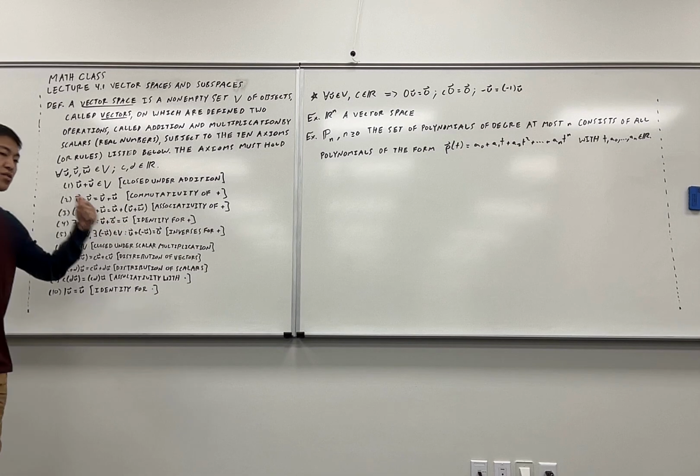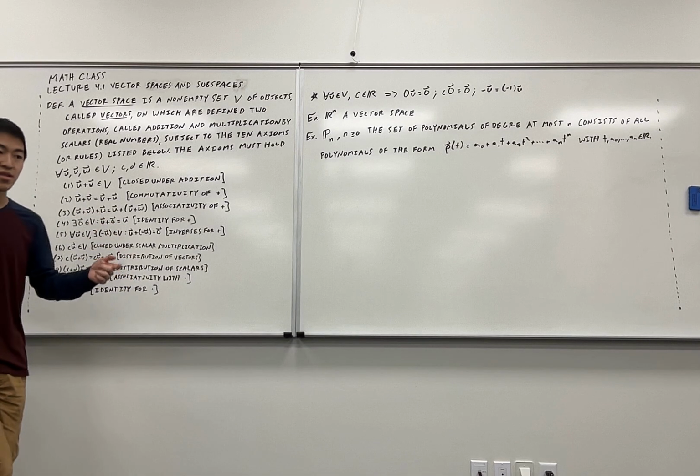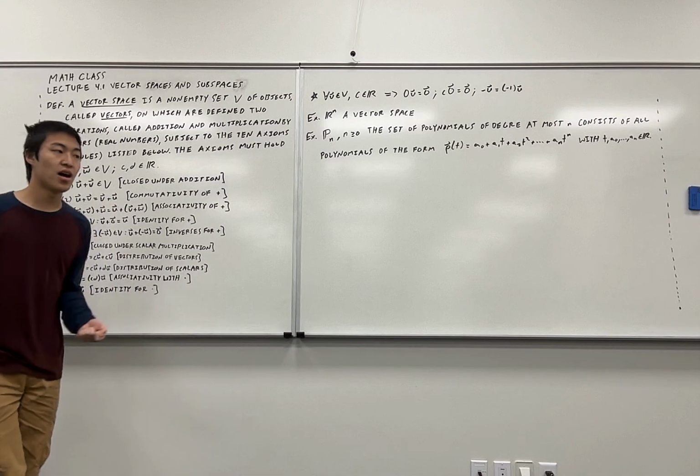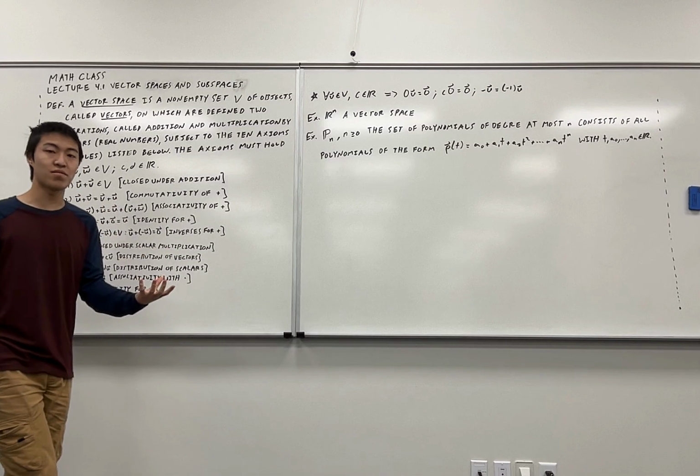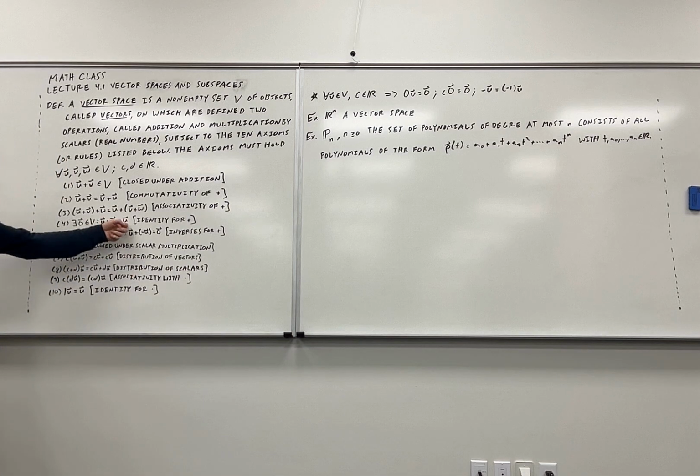In other words, there is an element in the vector space that if you make it interact with an operation, then you just return the same exact vector back. u plus zero vector is u. So the identity, essentially, for addition.